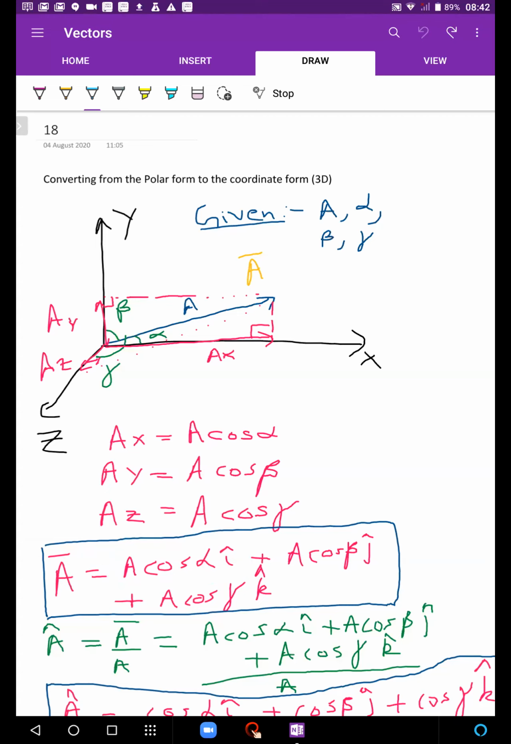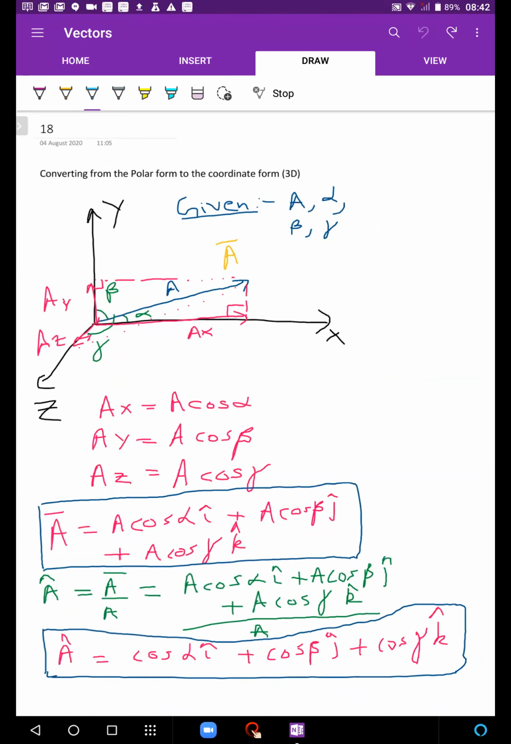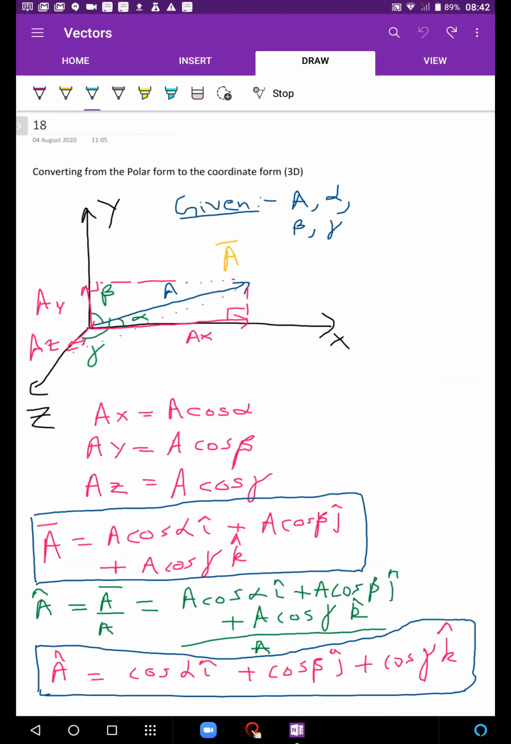Understood? If you're given these angles, given the vector, given the magnitude, this is what you'll do to get the vector in coordinate form. Simple. A cos alpha I cap plus a cos beta j cap plus a cos gamma k cap. Clear? Understood? Proven, repeated. A cap then becomes what? A cap becomes a bar divided by a. A cap is the vector divided by its magnitude.